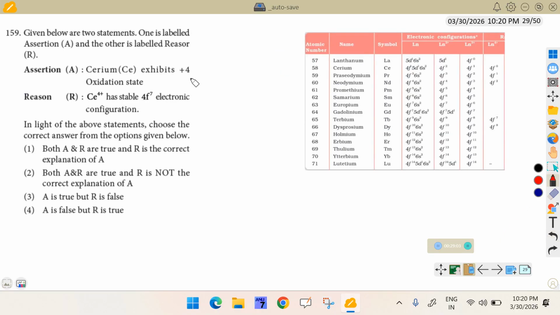Assertion: cerium exhibits plus 4 oxidation state. Yes, it exhibits plus 4 oxidation state. Reason: cerium plus 4 has stable 4f7 electronic configuration. No, it is 4f0 electronic configuration. Assertion true, reason false.